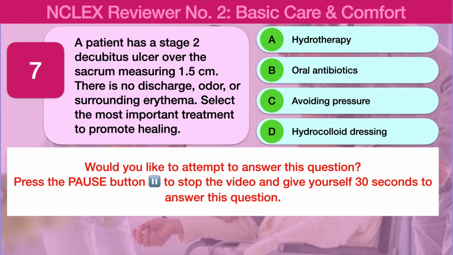Question number 7. A patient has a stage 2 decubitus ulcer over the sacrum measuring 1.5 centimeters. There is no discharge, odor, or surrounding erythema. Select the most important treatment to promote healing. A. Hydrotherapy. B. Oral antibiotics. C. Avoiding pressure. D. Hydrocolloid dressing.